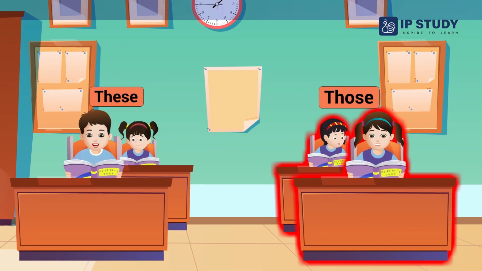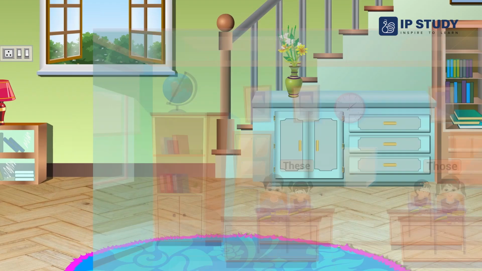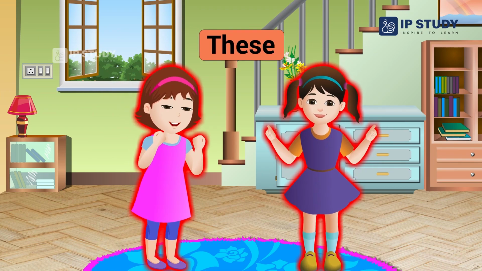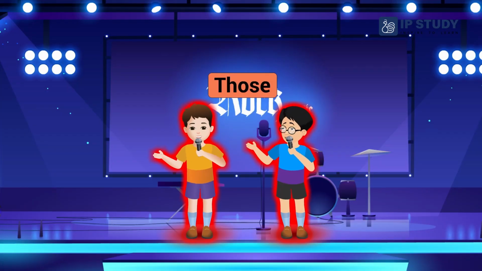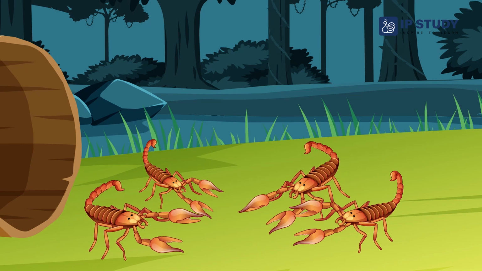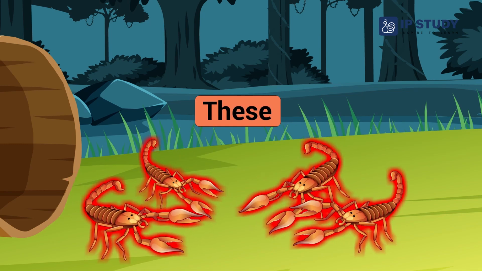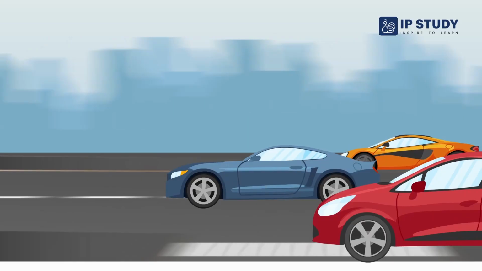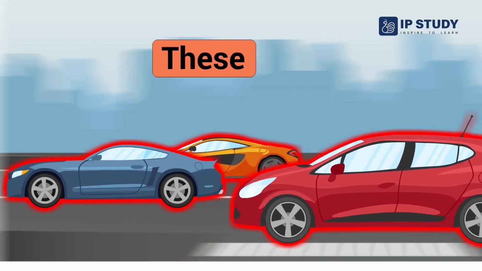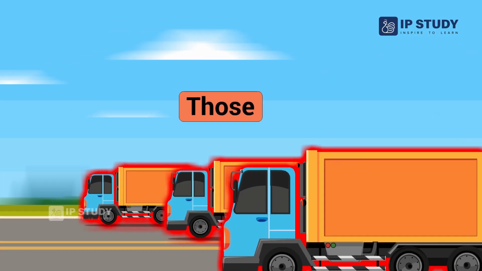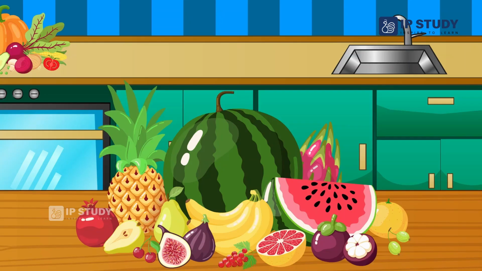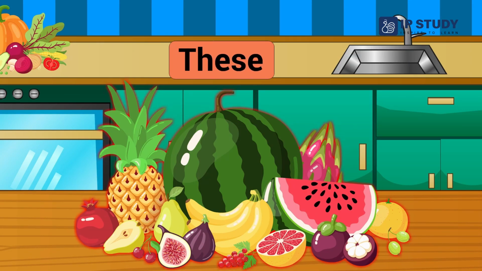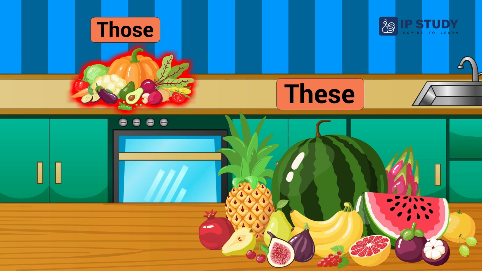Those students are not studying well. These girls are dancing. Those boys are singing. These insects are stinging. Those birds are chirping. These cars are fast. Those trucks are fast. These fruits are juicy. Those vegetables are fresh.